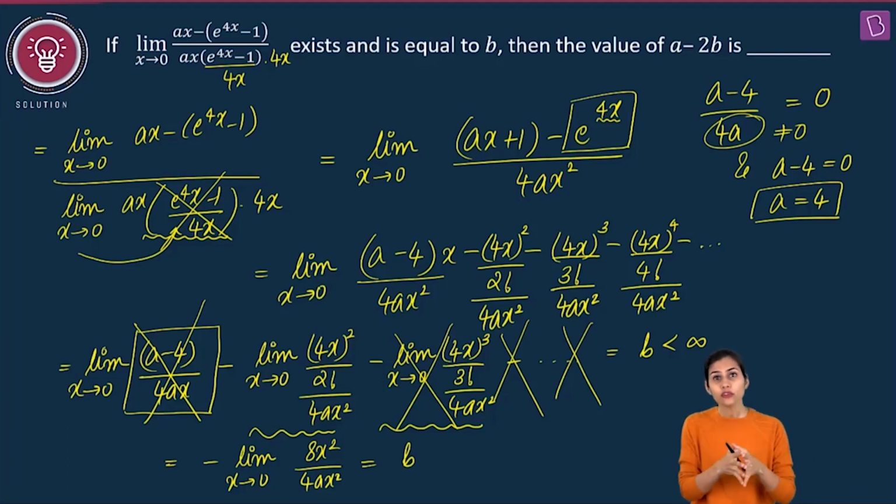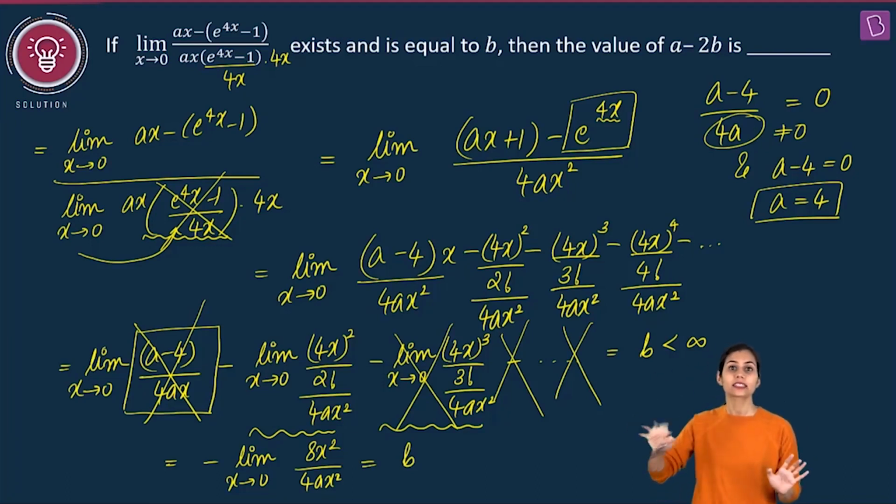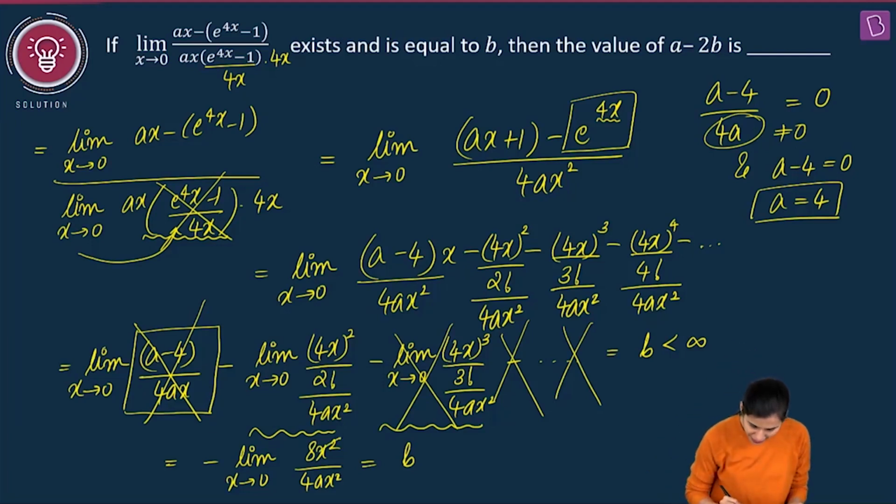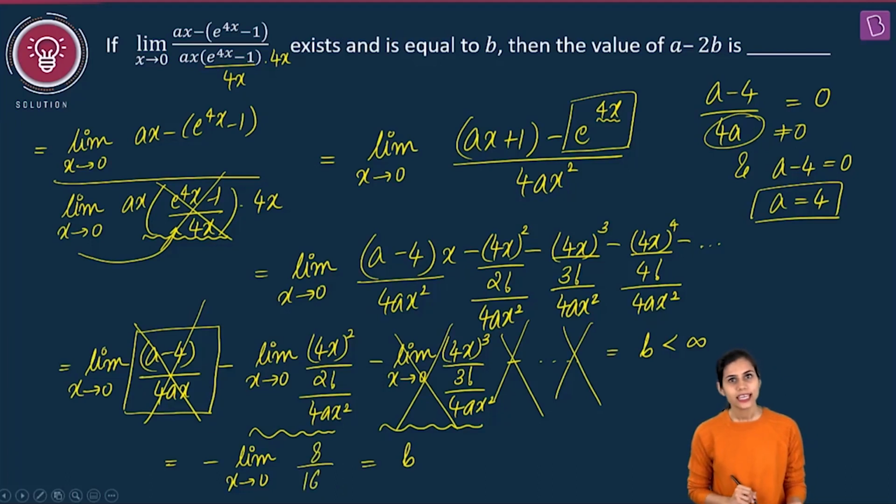Then I moved on to the next term which had x square in the numerator, x square in the denominator. Not a problem. Then I moved on to the next term, and then the next, and then the next. Basically, all the terms had positive powers of x in the numerator. So x is approaching 0, so all those terms approach 0. Not a problem. So what I'm left with is just that single term which has x square in the numerator and x square in the denominator. So x square cancels out. What are you left with? 8 upon 4a. A is 4. Yes, the 4a will be 16. 8 upon 16 gives you half.